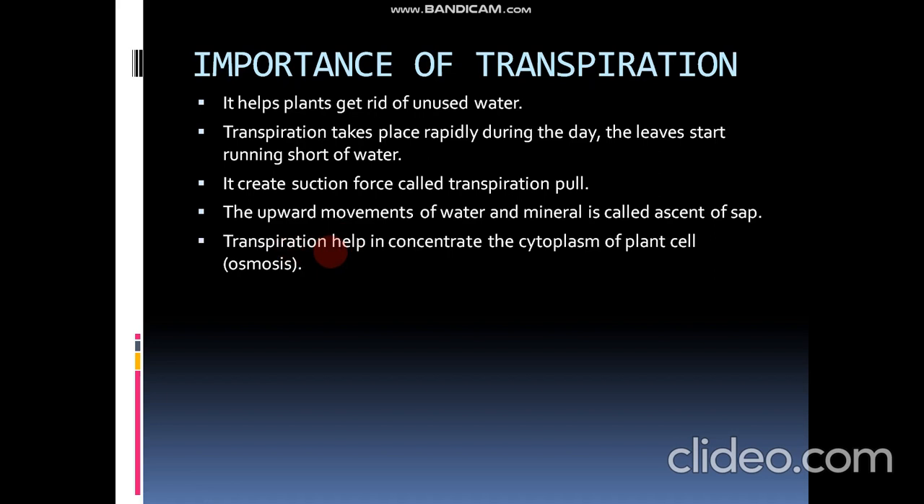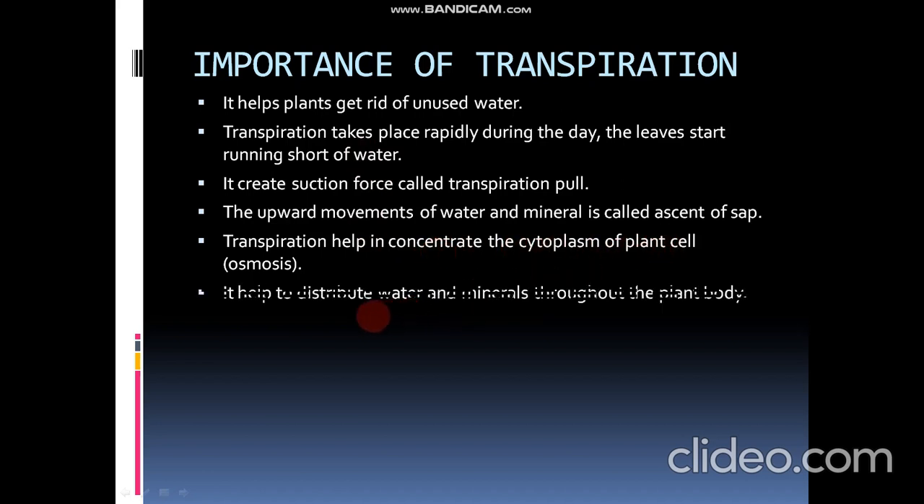Transpiration helps in concentrating the cytoplasm of plant cells during osmosis. What is osmosis? Movement of water molecules from a region of lower concentration to higher concentration. So transpiration helps in concentrating the cytoplasm of a plant cell during osmosis. It helps to distribute water and minerals throughout the plant body. So during transpiration, water moves to the entire plant parts, even the plant stem, branches, leaves. What are the parts present in the plant?